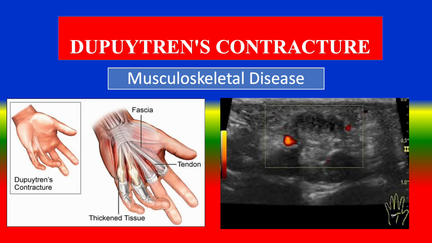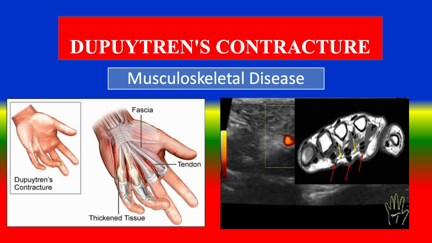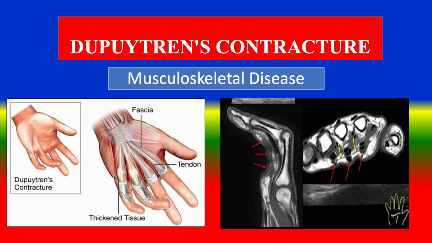Ultrasound for soft tissue structure assessment. Then MRI, rarely used, may show extent of fascial involvement. Look at this, detail going on.